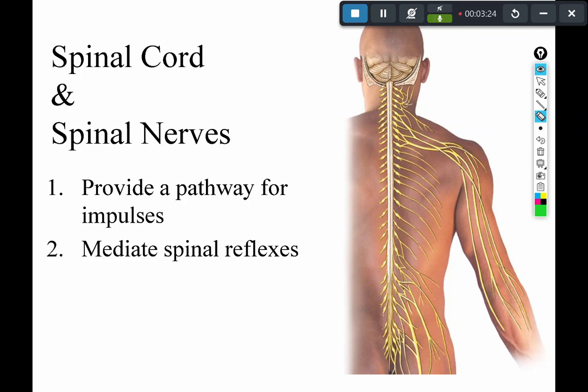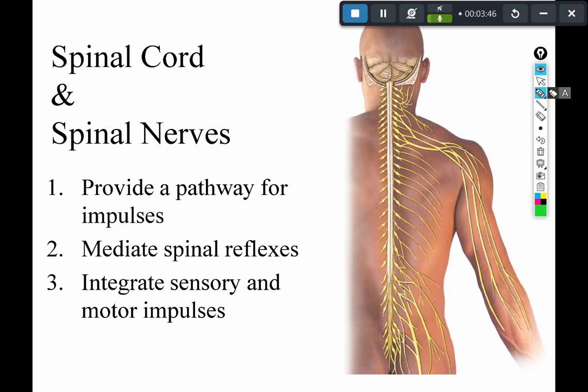So, sorry, one second. So mediation of spinal reflex is another one.